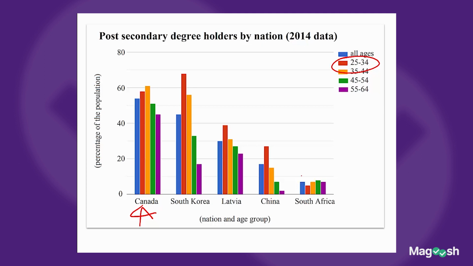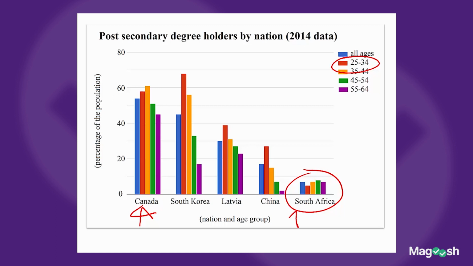Now South Africa is the big exception in all of the data, and that's something we would have to mention, that it appears most of the data is pretty consistent among Canada, South Korea, Latvia, China, and South Africa is a little bit of an outlier there. All right, we'll get to that in a moment. First of all, just noticing, if we're looking for highs and lows, the high group here is certainly the 25 to 34-year-olds. Conversely then, the oldest group has the fewest number of post-secondary degree holders.